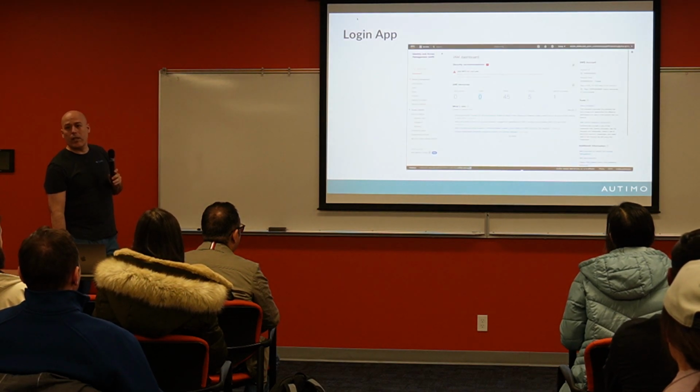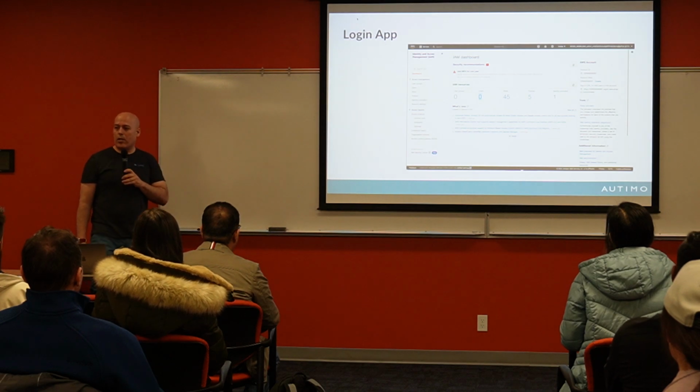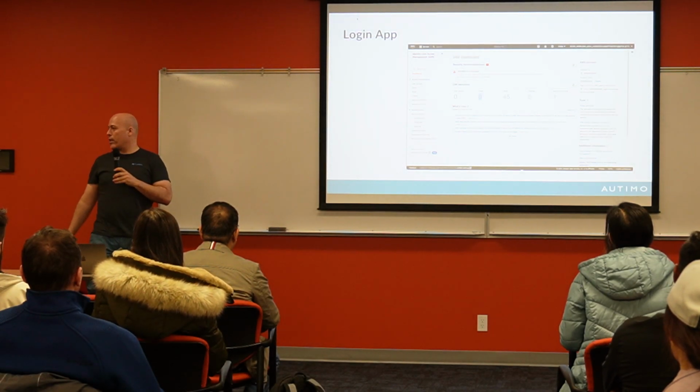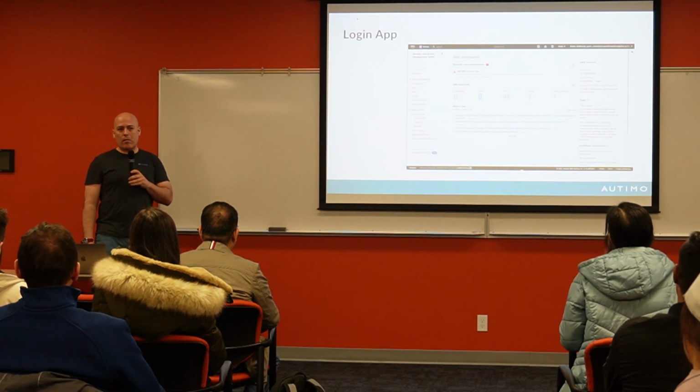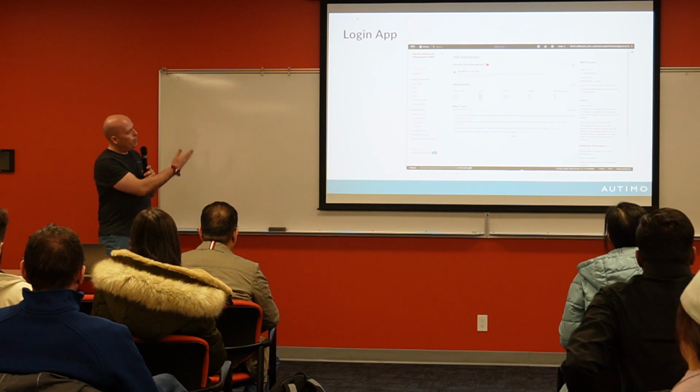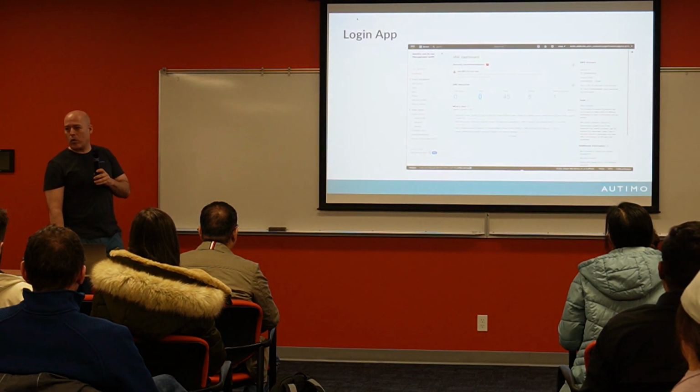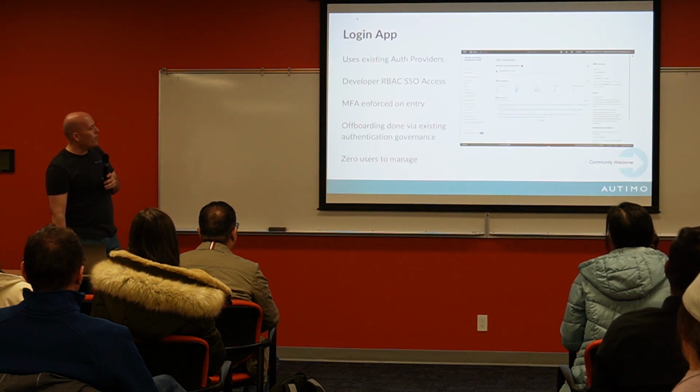And you see here we don't have any users. No users to manage. We just let the original authentication provider manage it. So when they are offboarded from the organization, their Active Directory disappears. They don't have access anymore. It's all role-based. Does that work for the GitHub accounts?